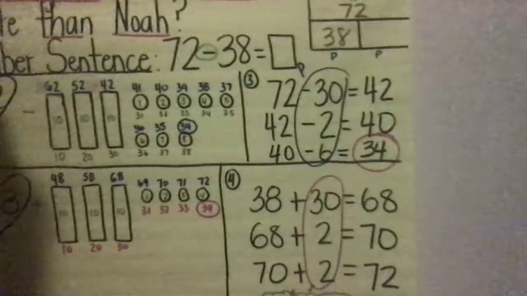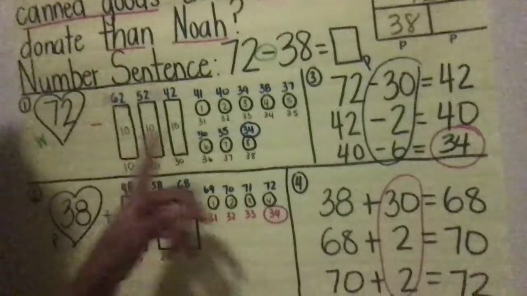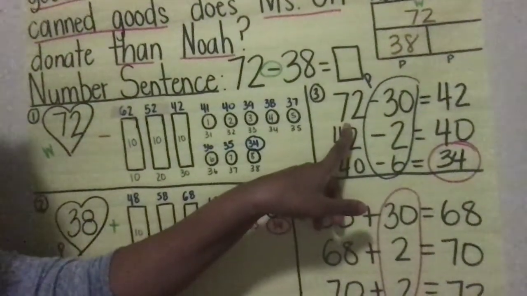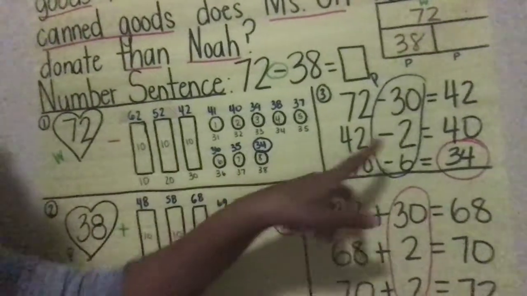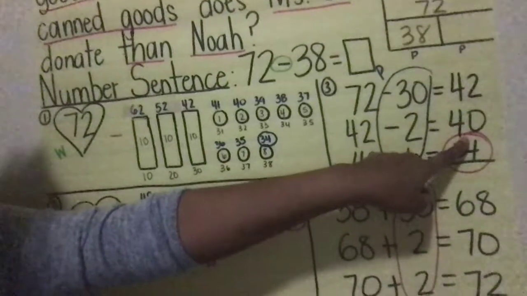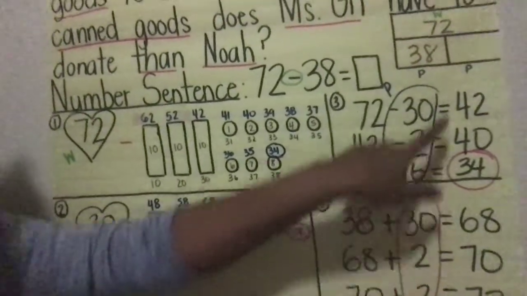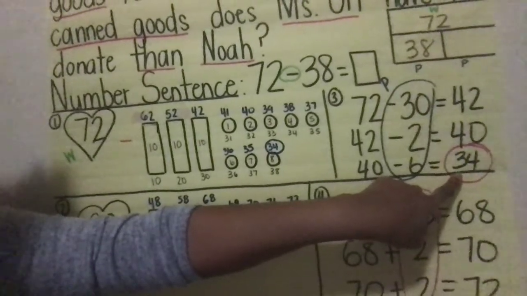Over here are number sentences that match my counting back strategy. So I started at my whole of 72. I took away 30, just like I did here. I took away 2 so I can get to my friendly number of 40 because I like working with tens. And then I took away 6 to take away a total of 38, which left me with 34.